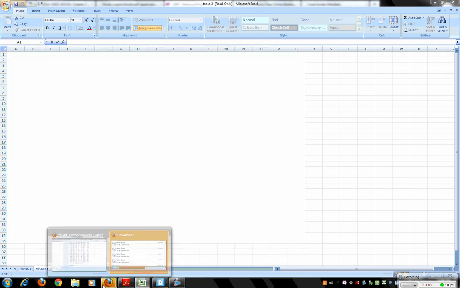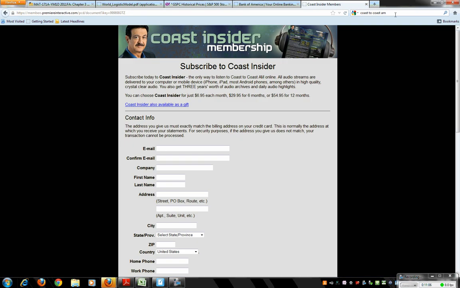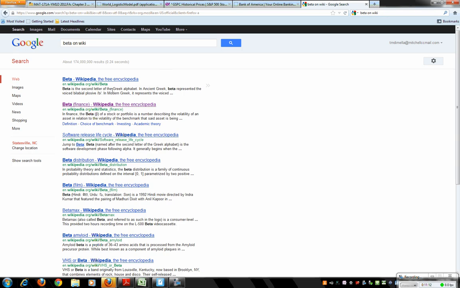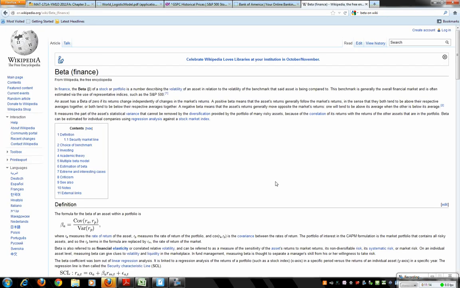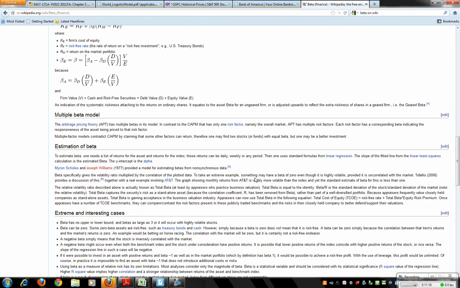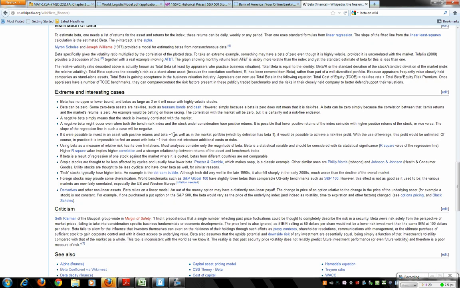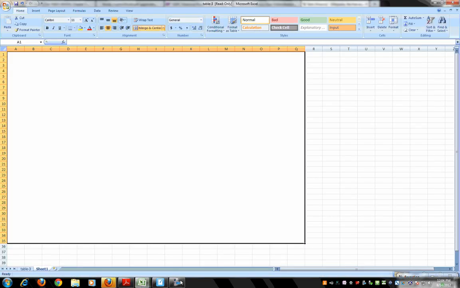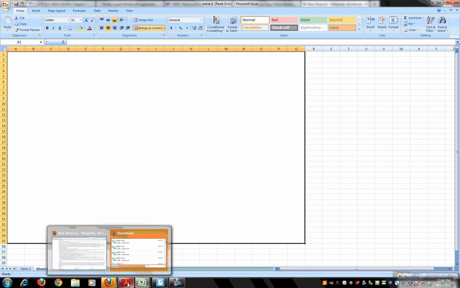And if you want to read a little bit about the beta, there's beta on Wiki, so a little bit of information on it. If you've taken a little bit of stats, it may be a little bit easier to see, but if you can come down here, you can get an idea about what it means. And that is how you're going to go through your Chapter 3A project.